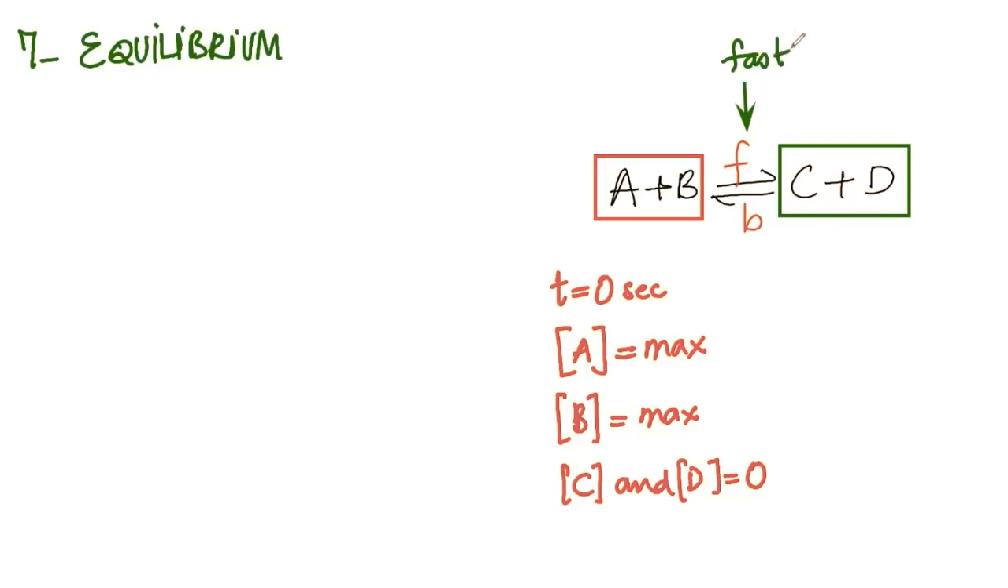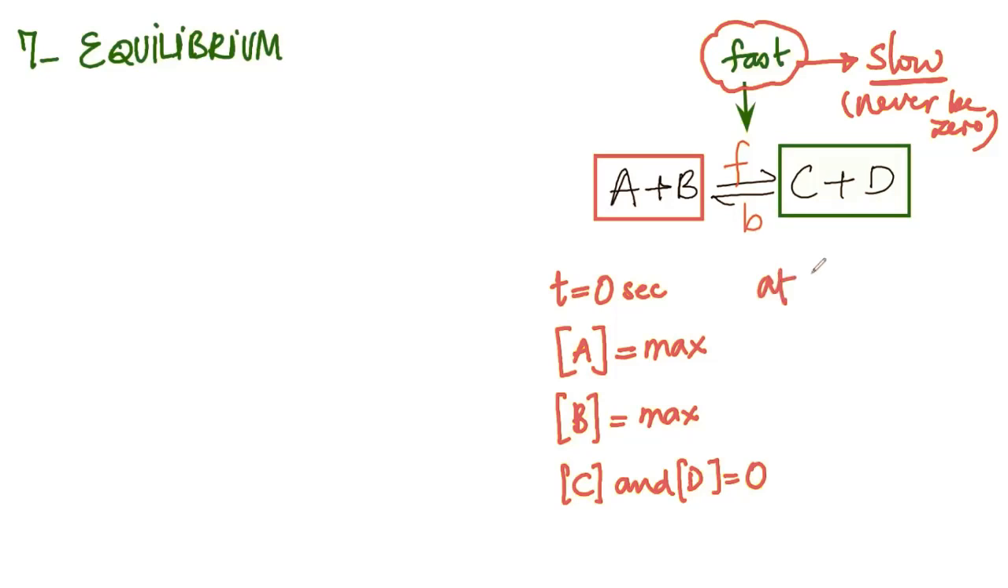As the time lapses, the concentration of A and B are decreasing. And why are they decreasing? Because they are being used up. They are turning into C and D. This is fast and getting slow with the passage of time. So this is getting slower, but will never reach down to 0 because F, which is the rate of forward reaction, is much faster in the beginning.